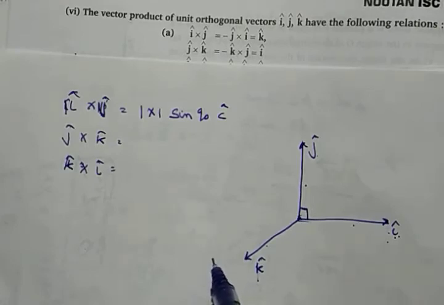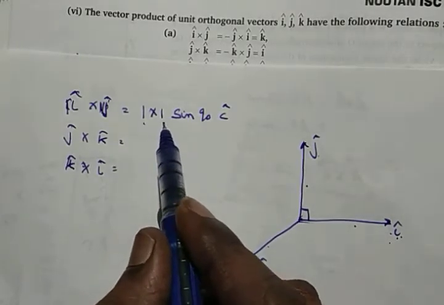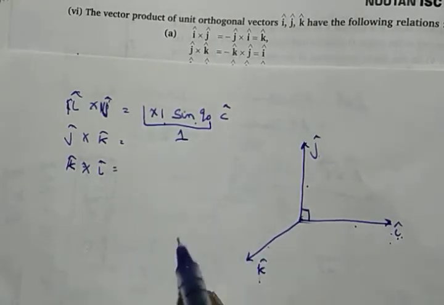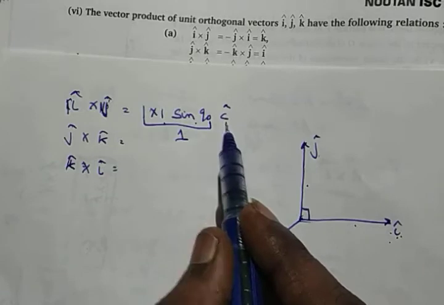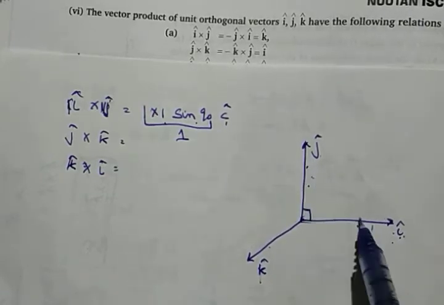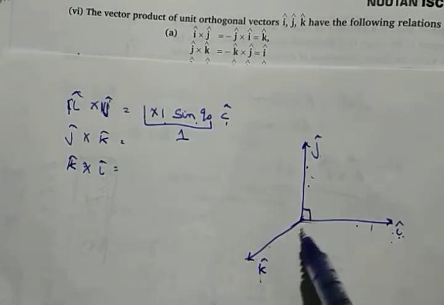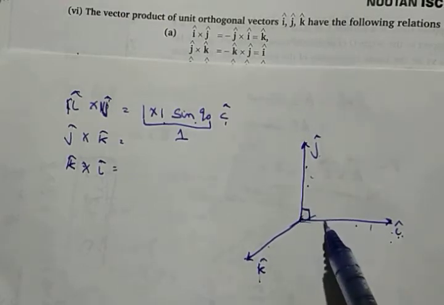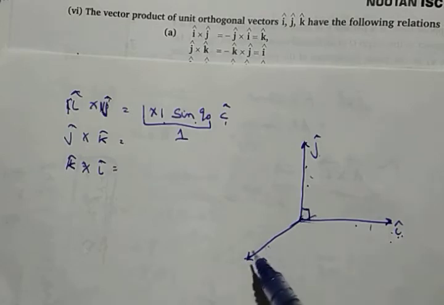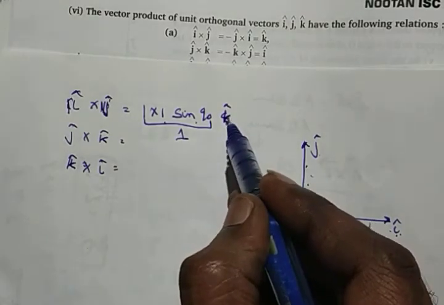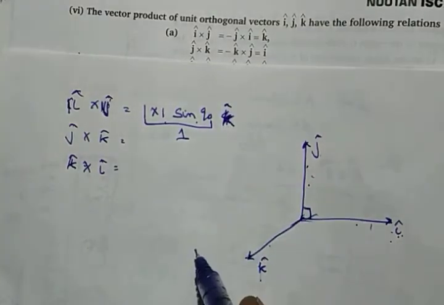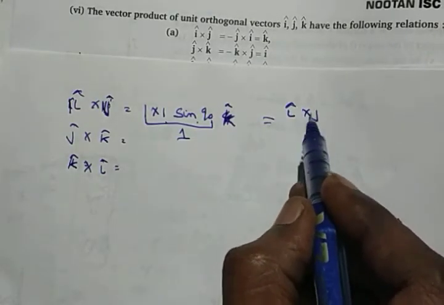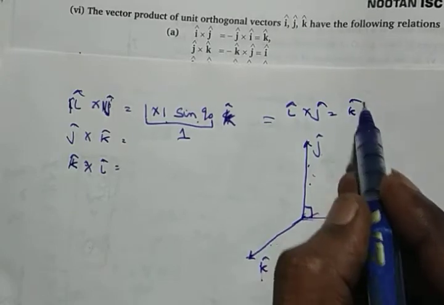What is the direction here? 1 and 1, and sine 90 is also 1. This entire value will become 1 itself. What is the c cap direction? For i and j, the c cap direction is towards k cap. This direction is perpendicular, because it is going from here to here. Whenever you go from here to here, you will get this direction. So instead of c cap, you can write k cap. So i cross j is going to be equal to k cap.